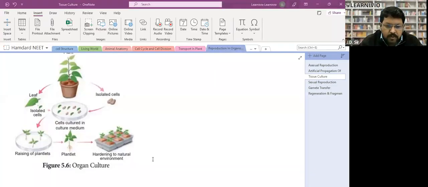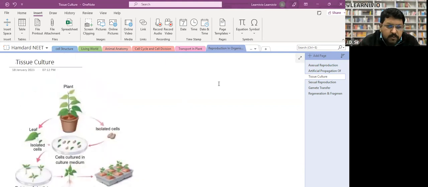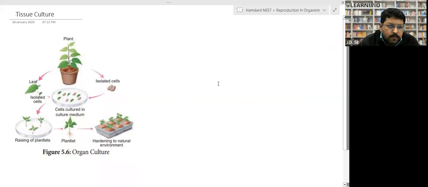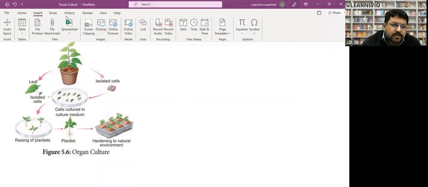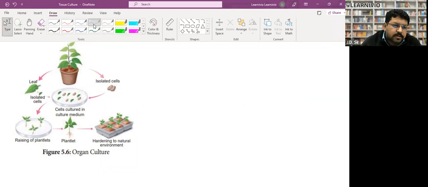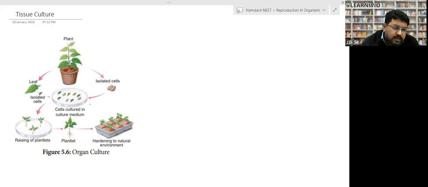Look, how is it done? I think it must be visible to you. How is it done in tissue culture? We take a part of the plant. Suppose we have isolated some cells from any part of the plant, right? So we have taken isolated cells. These cells are cultured in a medium. In this medium, there is a jelly-like substance. This is agar.